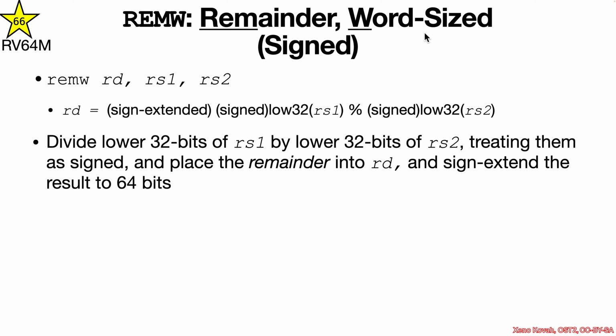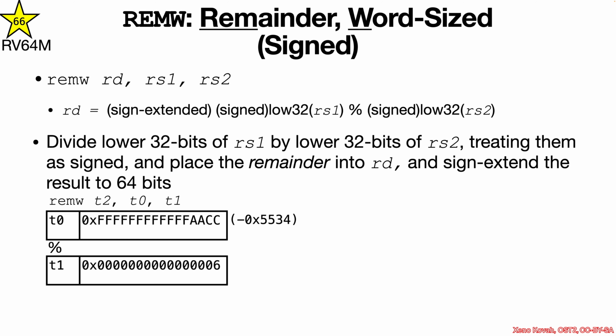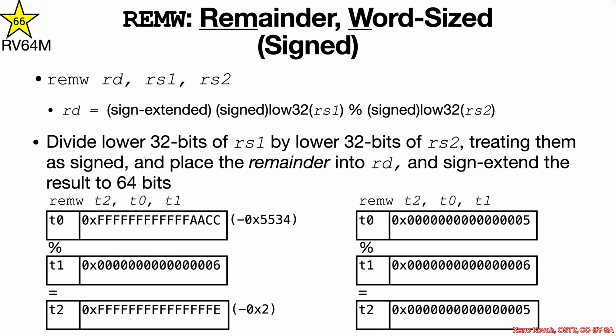Now remainder with word size, it's exactly what you would expect. Take the lower 32 bits of RS1, treat it as signed, and do the modulus operation on the lower 32 bits of RS2 and signed. And so again, because remainder is defined in terms of division, that's why the signedness matters here, because the net result of the division, you're going to take the remainder of whatever is left over from that. So going back to this example, all F's AAC, word size, so we grab the bottom 32 bits, but it doesn't matter because it's the same value in 32-bit as it is in 64. Modulus 6, and again, it is negative 2. 5 modulus 6 is 5, as always.